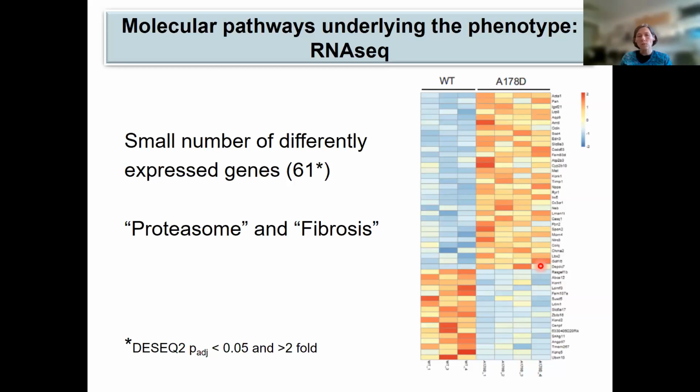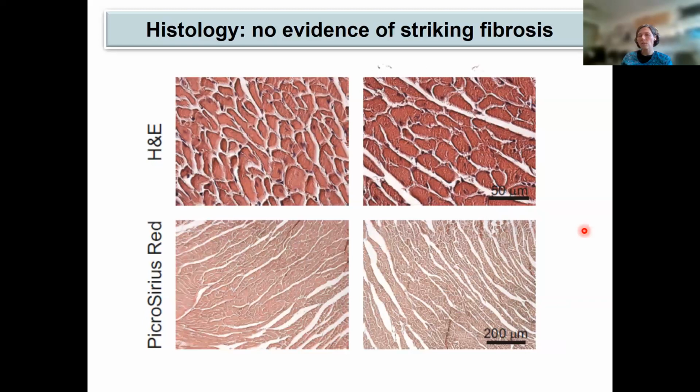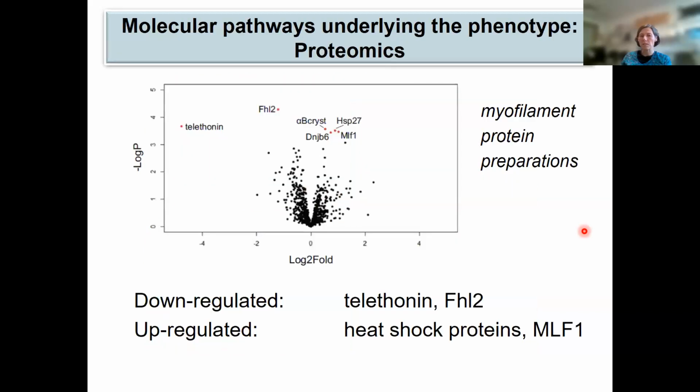The first one we chose was RNA sequencing. And this was a bit disappointing because it resulted in only a very small number of differentially expressed genes, and that's maybe something to do with the mild phenotype. But also the terms that came up were fairly generic, proteasome and fibrosis. And if you looked at histology, there wasn't anything striking about fibrosis in these hearts. So that was all a bit disappointing.